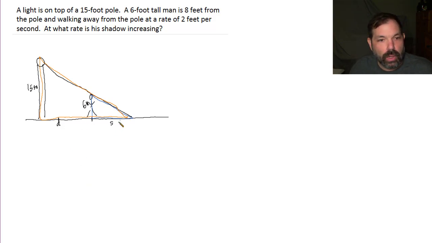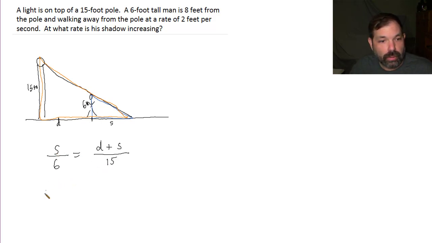All right, so then using similar triangles, I could say that S is to 6. The length of the shadow is to the height of the man, as the total length, this total distance, D plus S, is to 15. So from similar triangles, here's a proportion that relates the quantities.